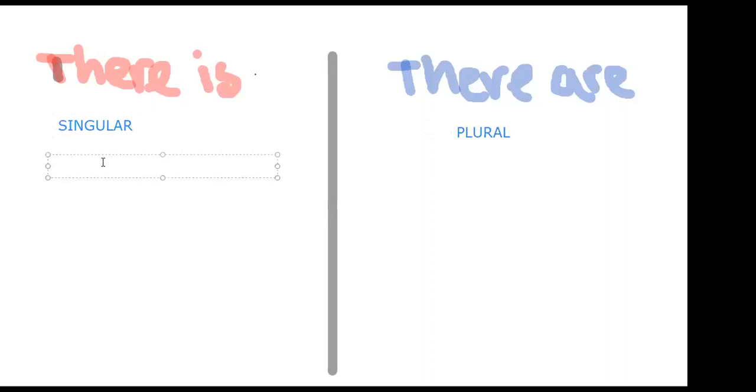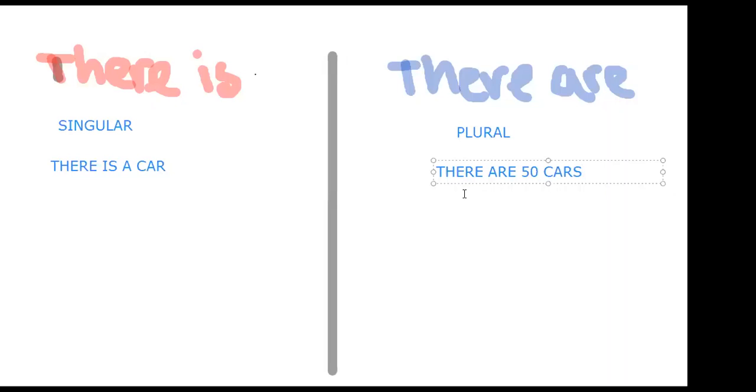So we're going to use there is for singular nouns. For example, there is a car. But if I'm going to talk in plural, I have to use there are. There are 2 cars, or 50 cars, the number you want to use, it depends on the number you have to say. Is that clear? Yes.